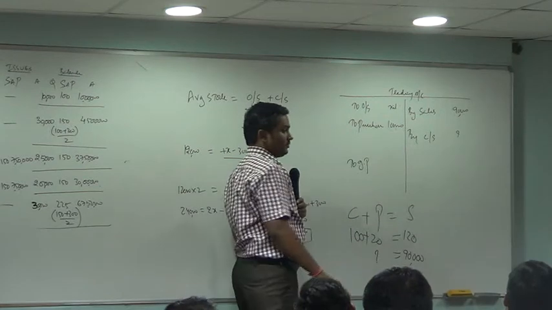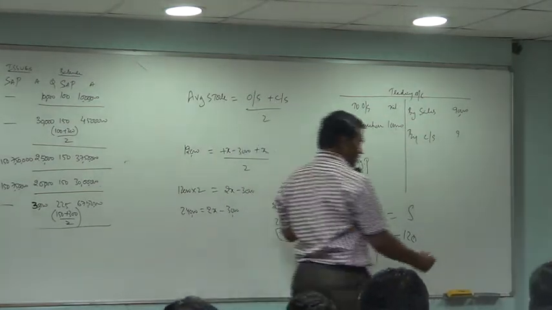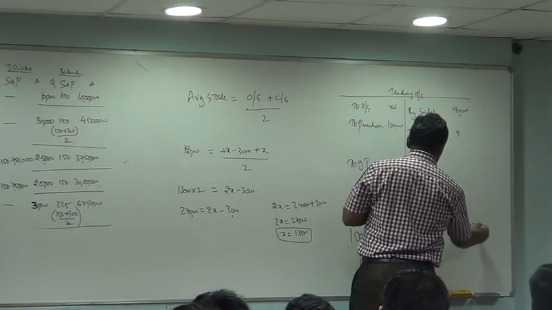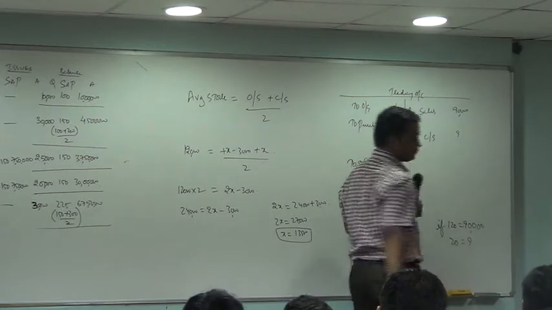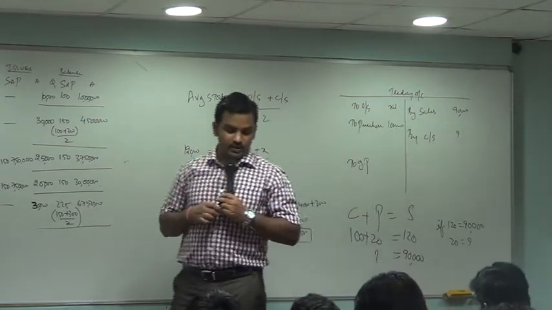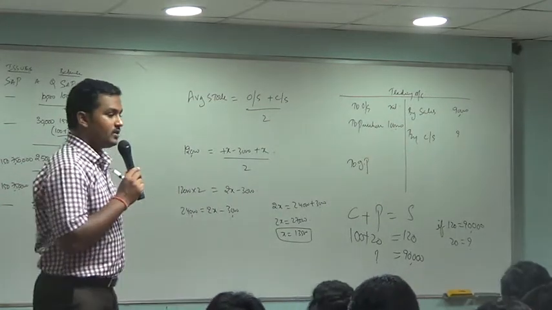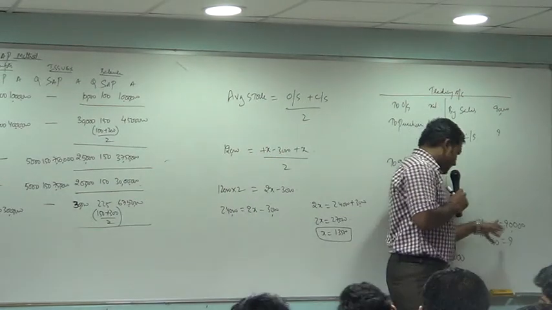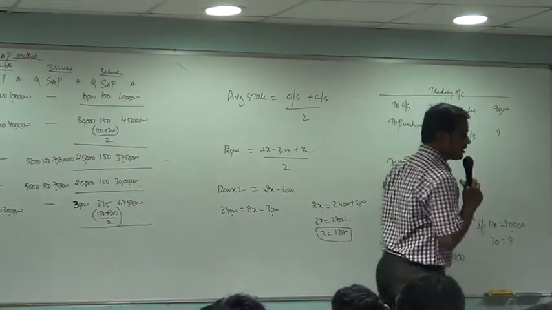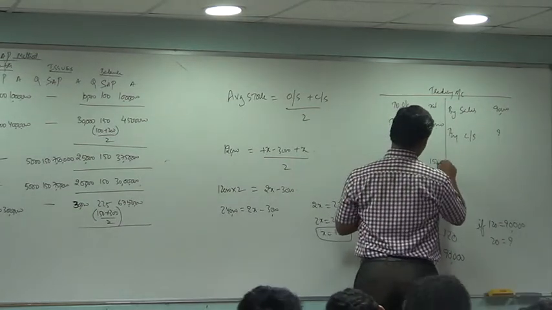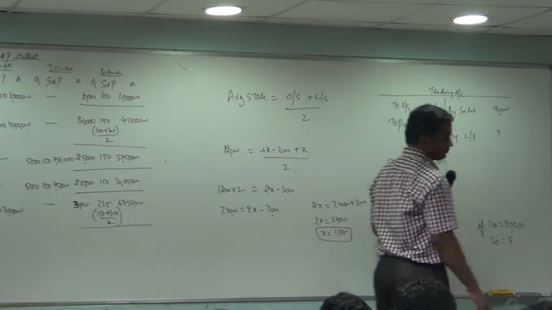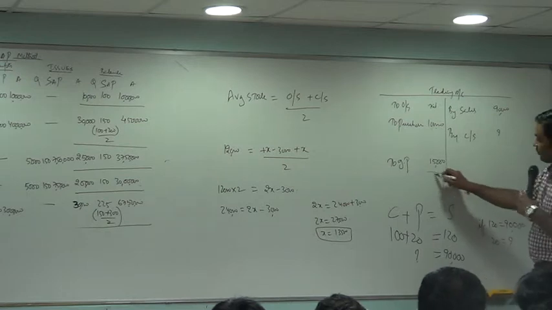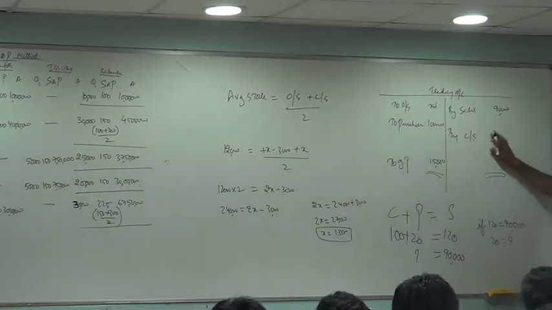I want profit. If 120 is equal to 90,000, 20 is equal to how much? This divided by this into this. How much is it? 15,000. So gross profit is 15,000. Now calculate the value of closing stock. Balancing figure.